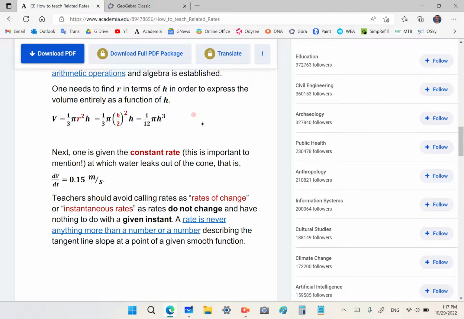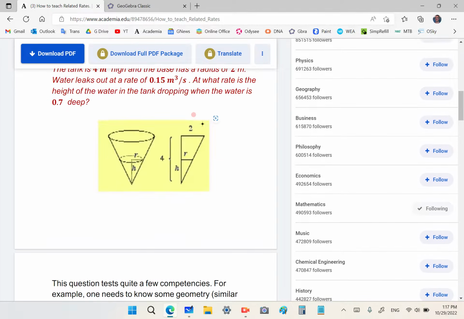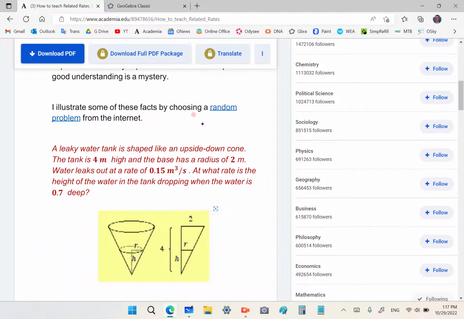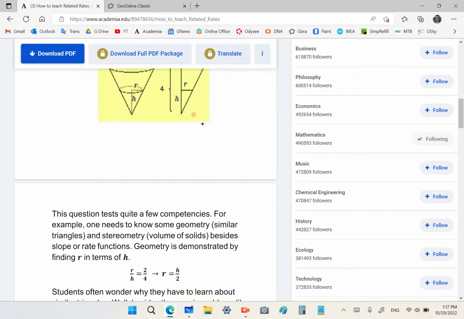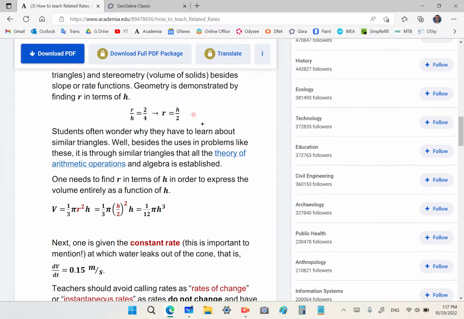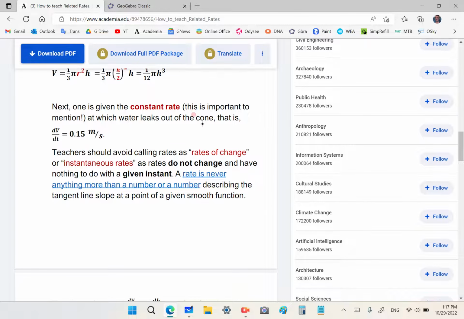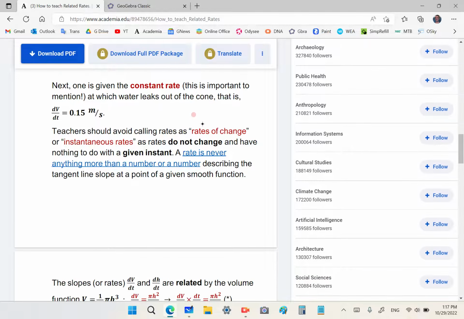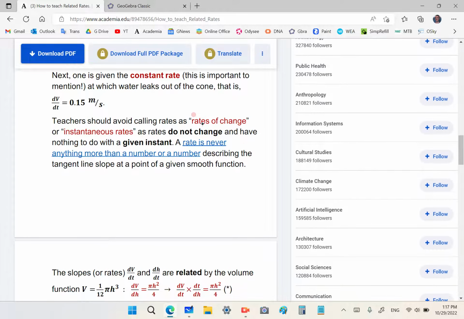And then the next thing one needs to do is using the constant rate. And it's important to stress that this 0.15 cubic meters per second is a constant rate, okay? Must be a constant rate, at which the water leaks out of the cone. So that means that dV/dt is, oh, and there's a mistake there. That should be m cubed. Well, there you go.